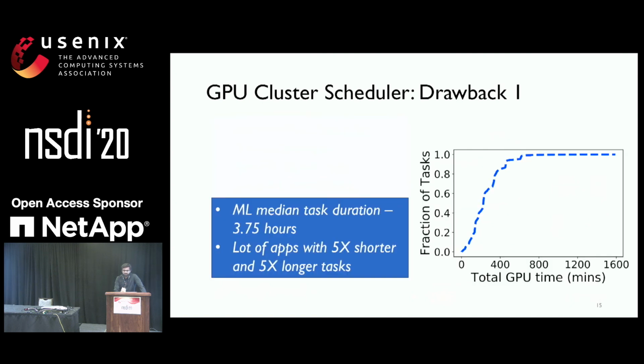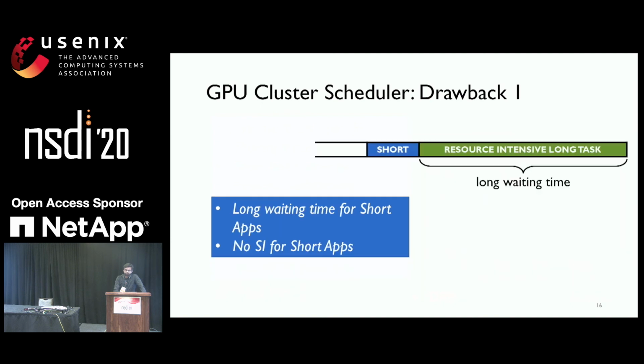However, tasks in deep learning apps have a wide range of task durations. In this figure, we plot the CDF of task durations for apps. The median task duration is 3.75 hours, which is quite long, and there are a lot of tasks with 5x shorter and 5x longer tasks than the median.